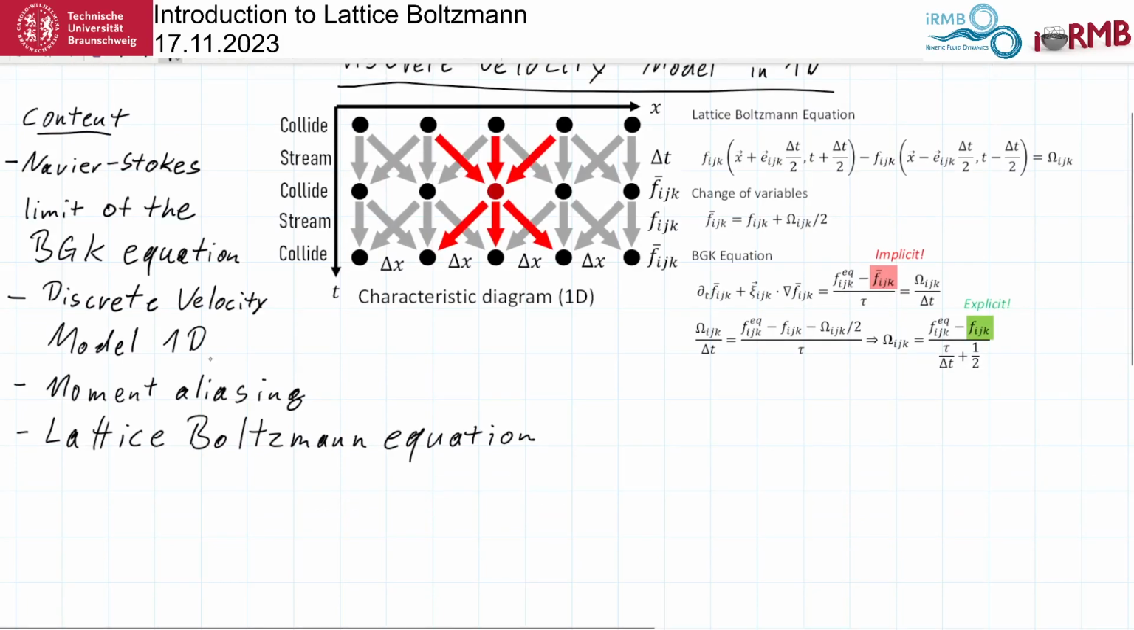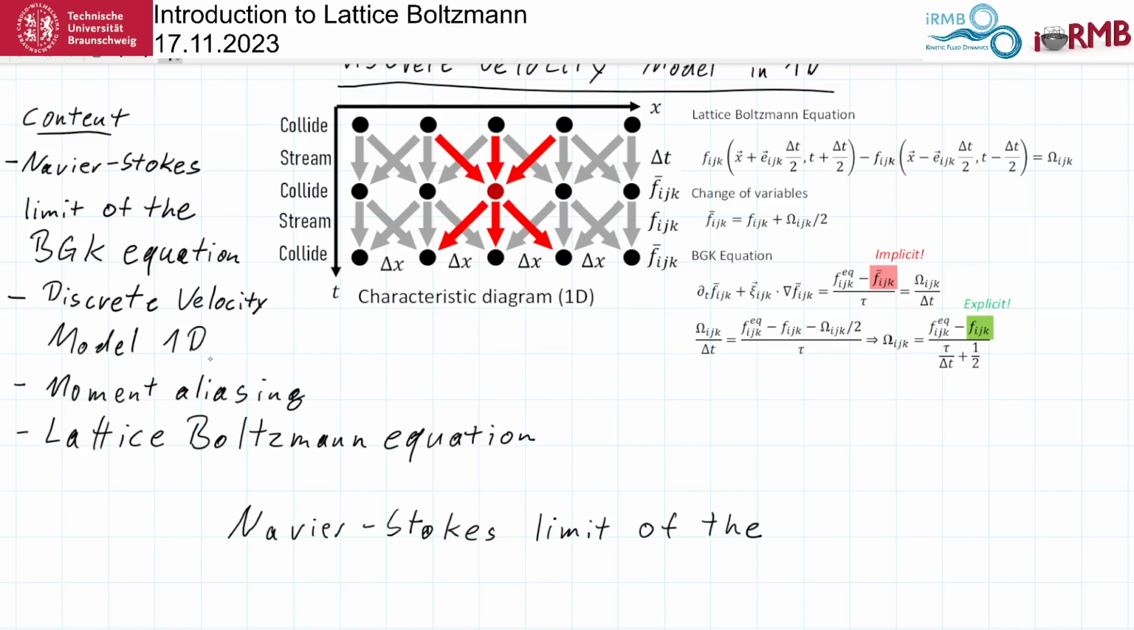So we first continue a little bit with the Navier-Stokes equation, with what we derived last time, where we arrived at the Navier-Stokes equation, or the Navier-Stokes limit of the BGK equation. So this was last week's topic.